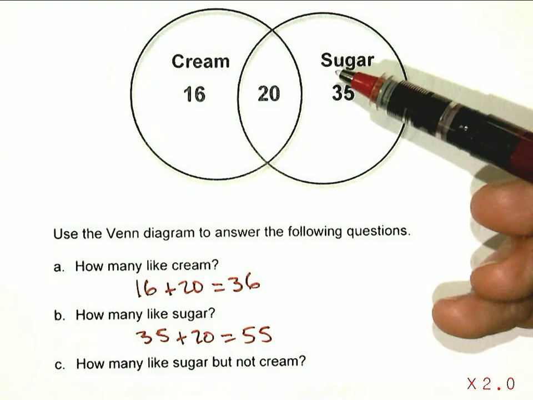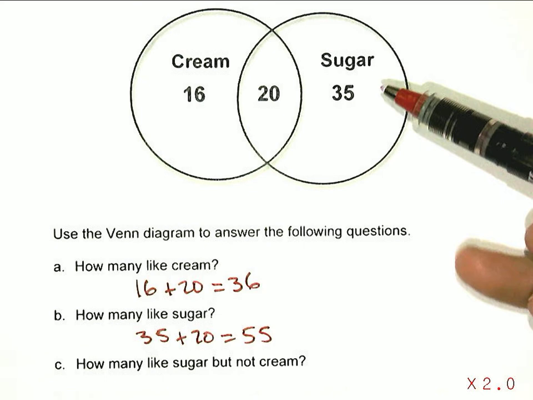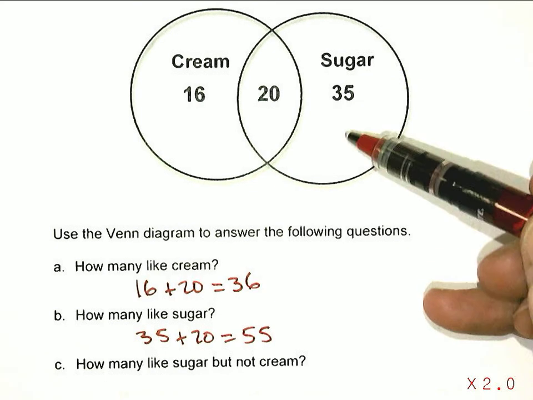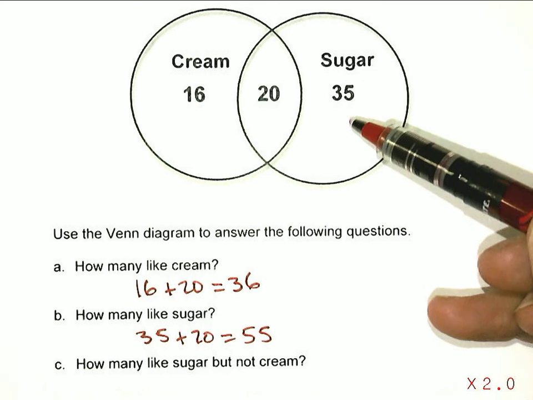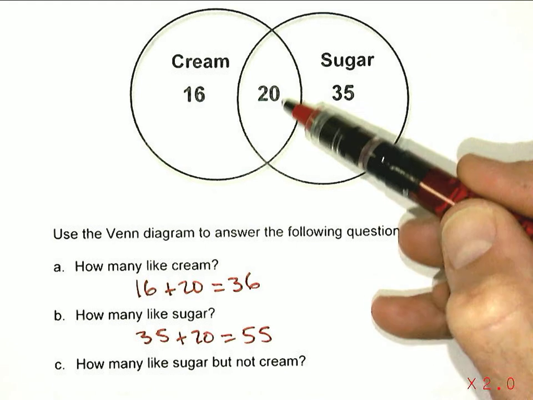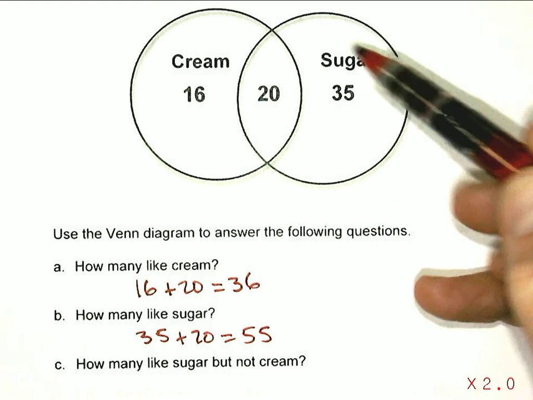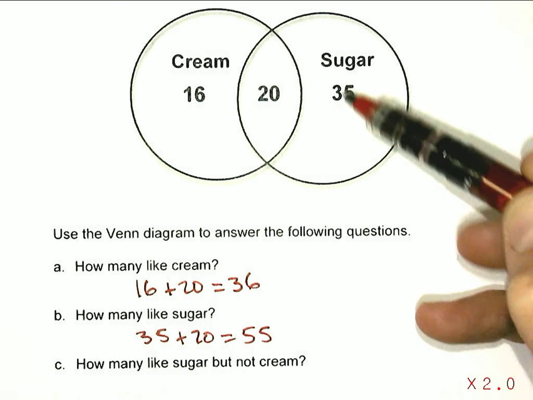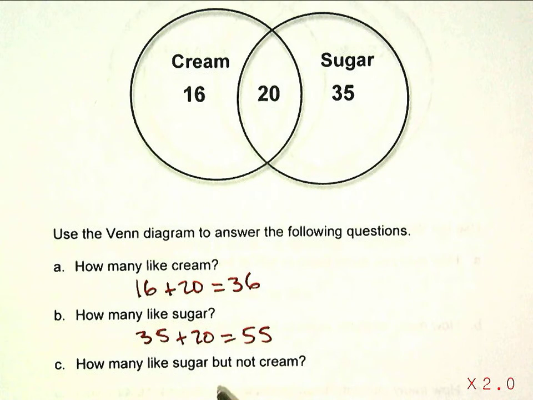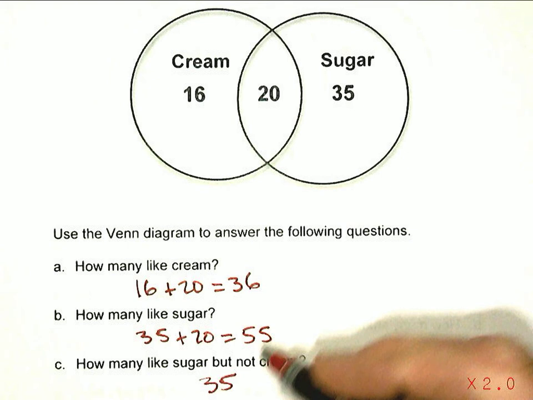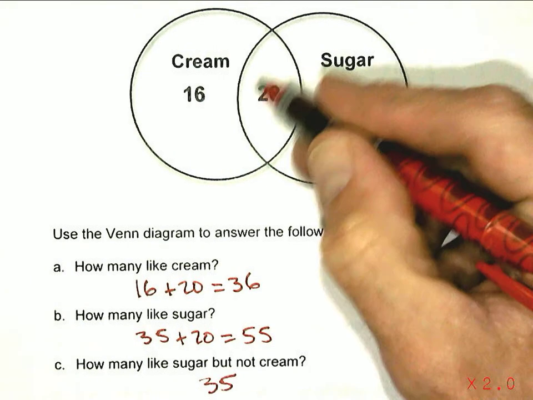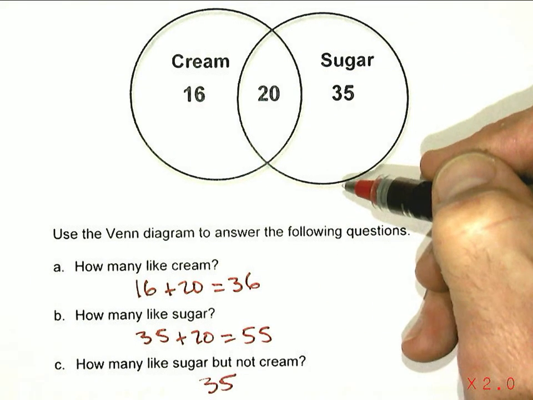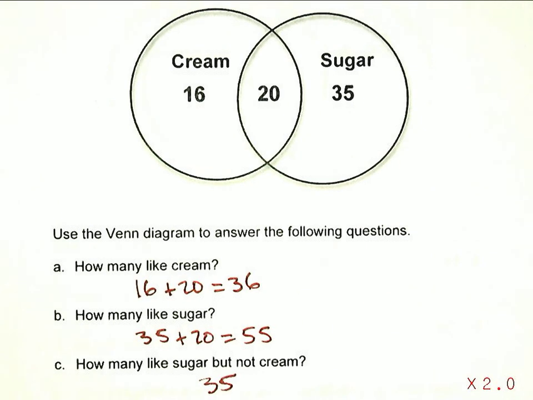So the next question is how many of them like sugar but not cream? Now we start to make some exclusions. In other words, we don't want them to like cream as well. They just have to like sugar only, and that's where this part of the circle, just the sugar part, like sugar but not cream, is those 35 in that part of the circle. These 35, they like sugar but not cream. Just the sugar.